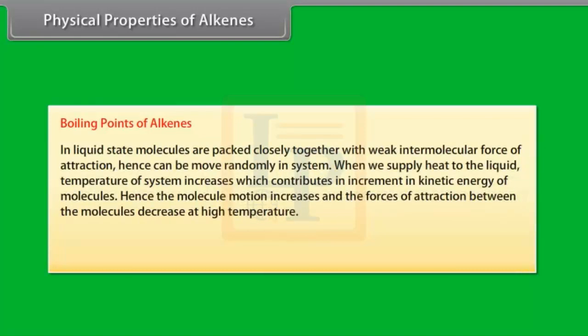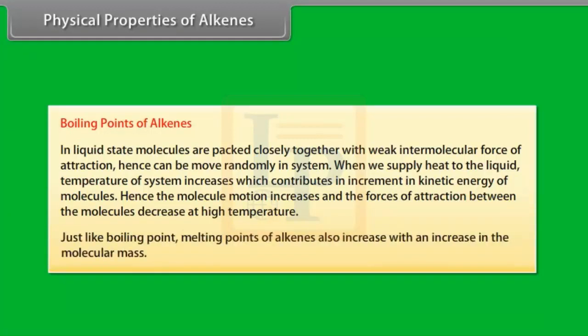Boiling points of alkenes. In the liquid state, molecules are packed closely together with weak intermolecular forces of attraction, hence they can move randomly in the system. When we supply heat to the liquid, the temperature of the system increases, which contributes to an increase in the kinetic energy of the molecules. Hence, the molecular motion increases and the forces of attraction between the molecules decrease at high temperature. Just like boiling point, melting points of alkenes also increase with an increase in molecular mass.